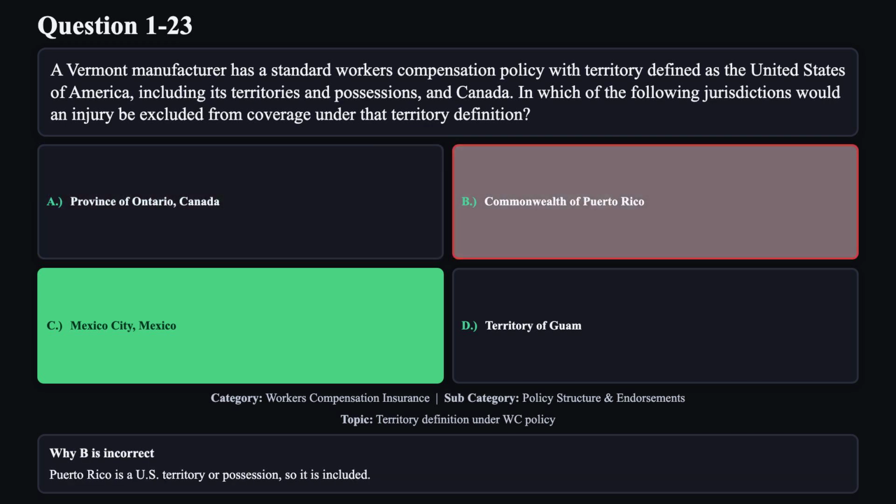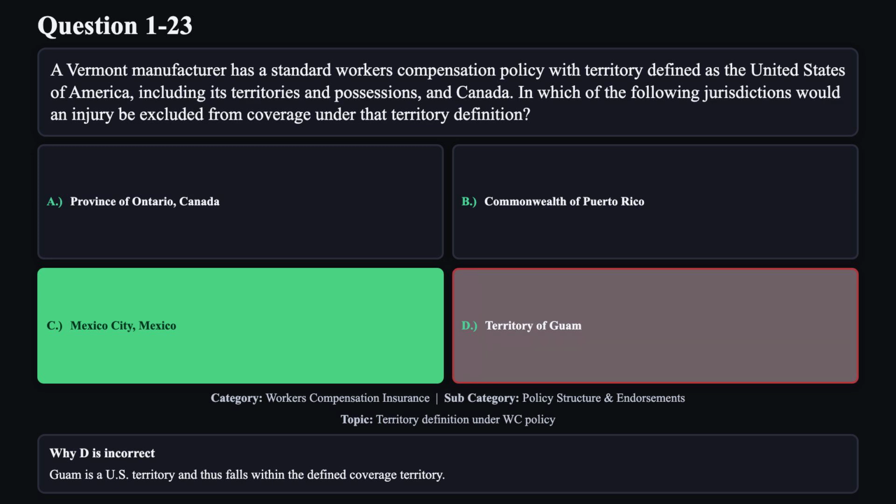Reason B is not correct. Puerto Rico is a U.S. territory or possession, so it is included. Reason D is not correct. Guam is a U.S. territory and thus falls within the defined coverage territory.